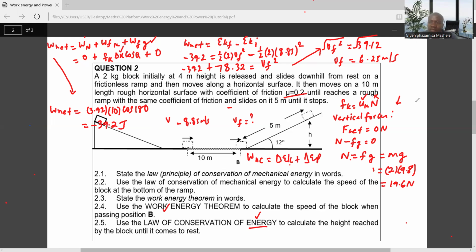Okay, let me erase this so that we start. We know the angle is 12 degrees from the incline, we know the displacement, we know the initial and the final speeds. So what do we want to calculate? We want to calculate the height reached by the block. We can actually get the height by using sine, but anyway, let's just use whatever they want us to use.